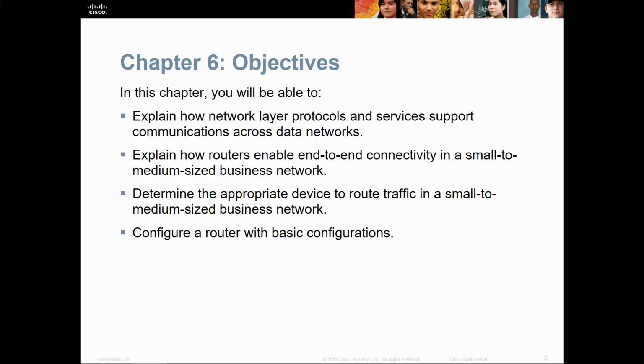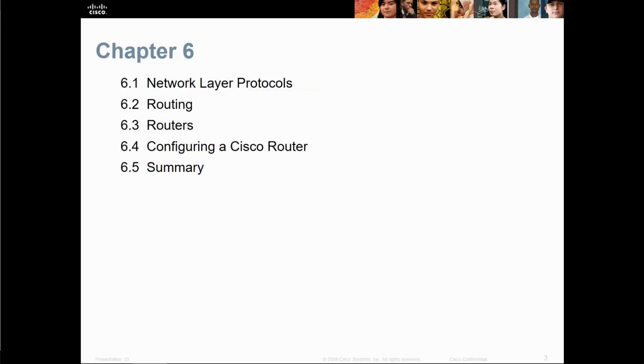A big part of this is we're looking more at the network layer and dealing with header information as well. So we're going to break this chapter up into four main categories: the layer protocols, routing, routers, and a basic router config. And we're going to end with a summary.